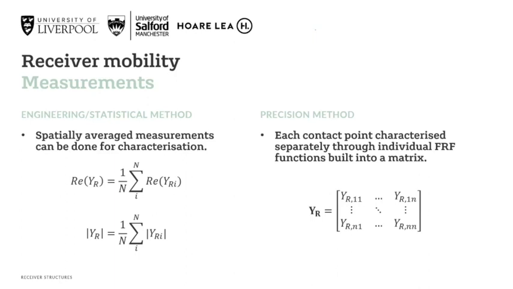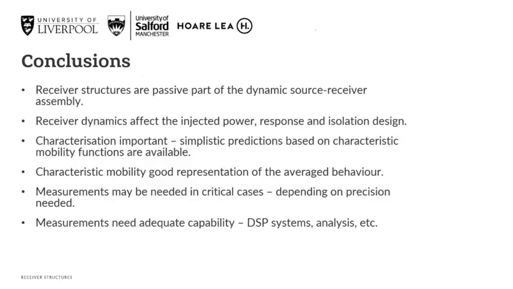Okay, so we had a quick look at all the predictive techniques and briefly at the measurements, and what we need to account for. To conclude then, receiver structures are the passive part of your dynamic source receiver assembly. These will affect the injected power, the response that you get into your receiver or any cavity, and what isolation you need to use on your source. The characterization is therefore important.